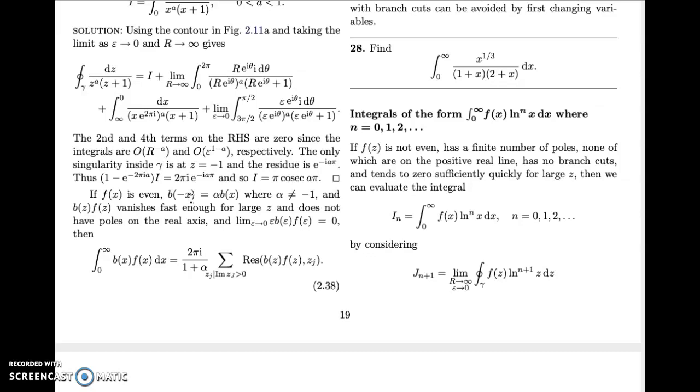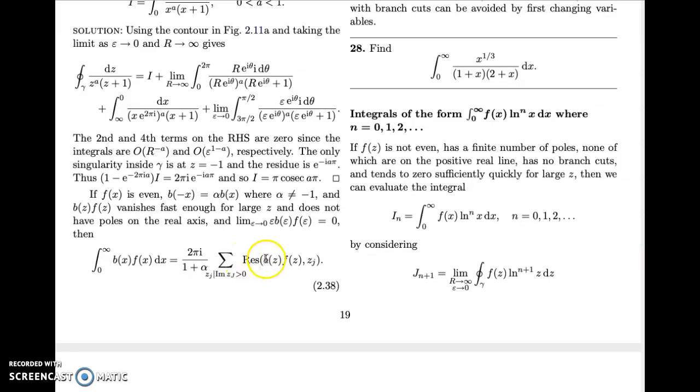And some other conditions. So b times f has to vanish for large enough z, and also it's not allowed to have any poles on the real axis. And finally, we need this condition as well. Then it turns out that you can evaluate this integral in this way. Again, don't try to memorize this formula.